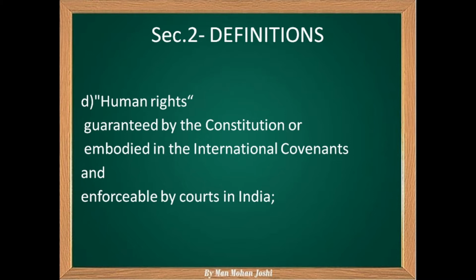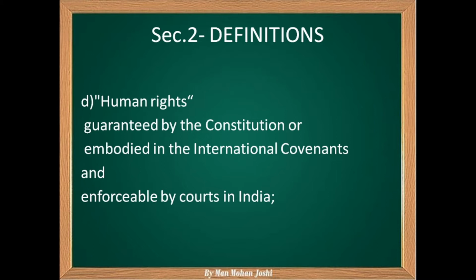International covenant, this particular term is also defined in the Protection of Human Rights Act in section 2(1)(f). Before jumping into the next slide, let me tell you what international covenant means. The act defines international covenant as the International Covenant on Civil and Political Rights and the International Covenant on Economic, Social and Cultural Rights adopted by the General Assembly of United Nations on the 16th of December 1966, and such other covenant or convention adopted by General Assembly of the United Nations as the central government may by notification specify.